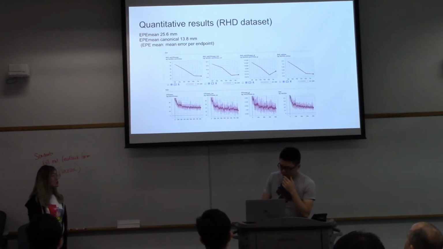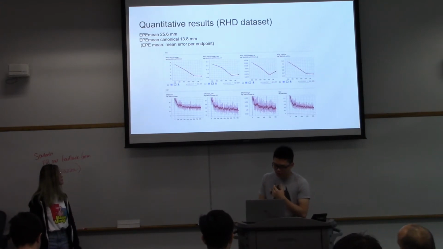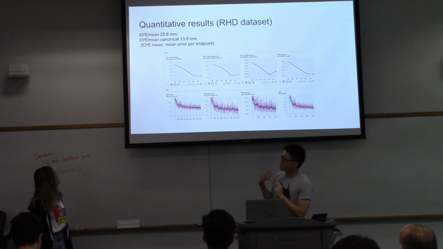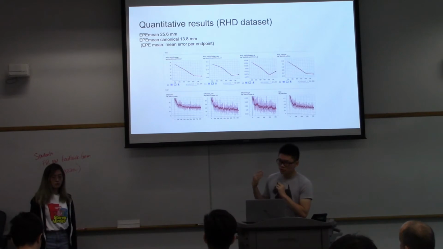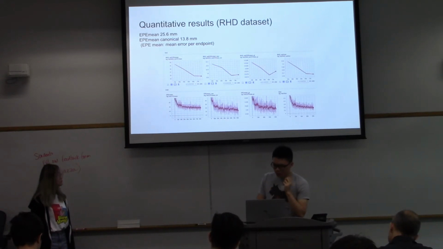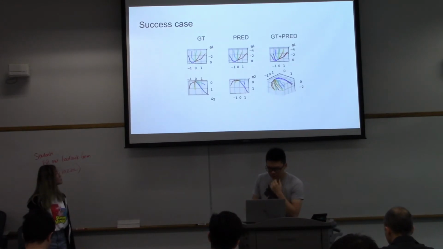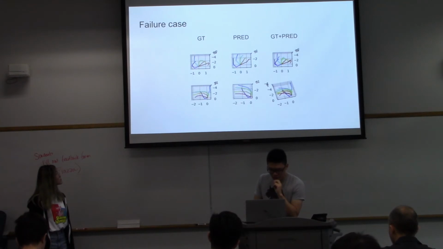These are some of our re-implemented results on the OIS dataset. And we get an average error per endpoint of 25 millimeters. It's quite high. And these are some successful cases and failure cases.